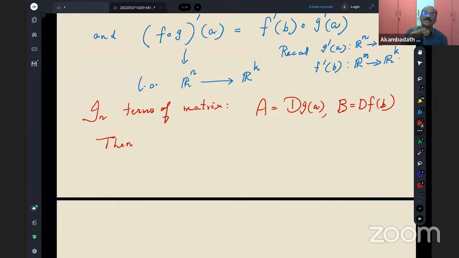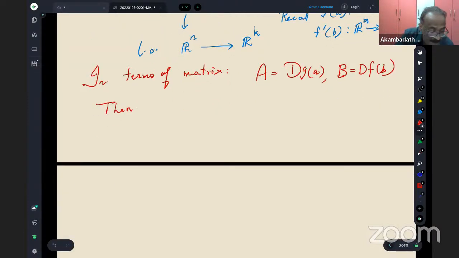The moment you study function spaces, functions, after doing that, immediately you try to understand composition. So what would be the corresponding matrix to the composition? The derivative of the composition is nothing but your matrix multiplication, which you are familiar with. d(f composed with g) at a is nothing but BA.